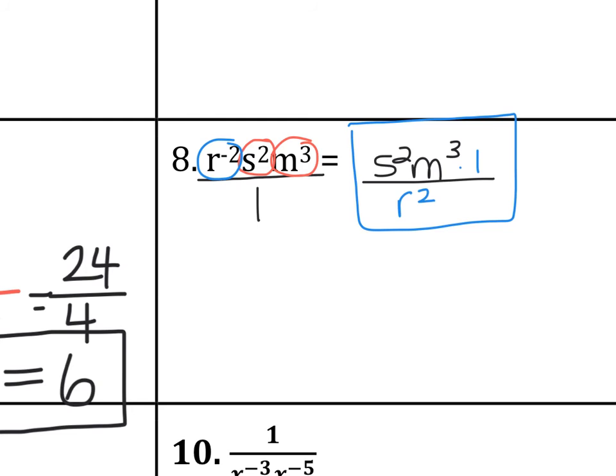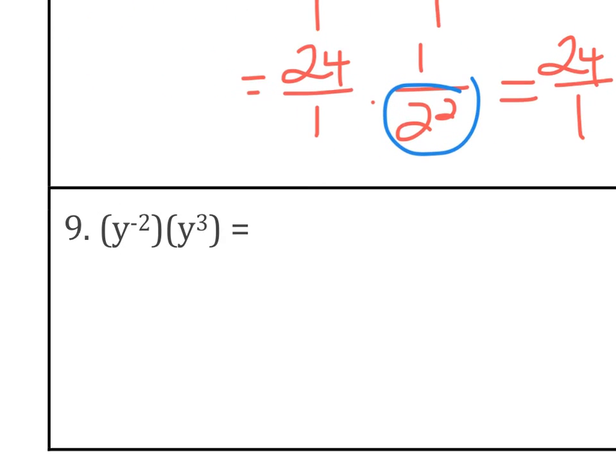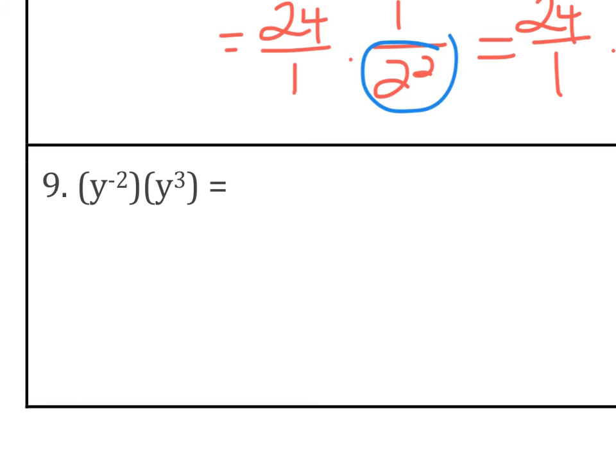Number 9. Okay, this is our multiplication property of exponents that we talked about yesterday in class. When we multiply numbers with the same base, the base stays the same, and we add the exponents. And what we end up with is y to the first. So if we simplify that first, we don't have to worry about making the fraction. If that y to the first was negative, then we would have to worry about it.